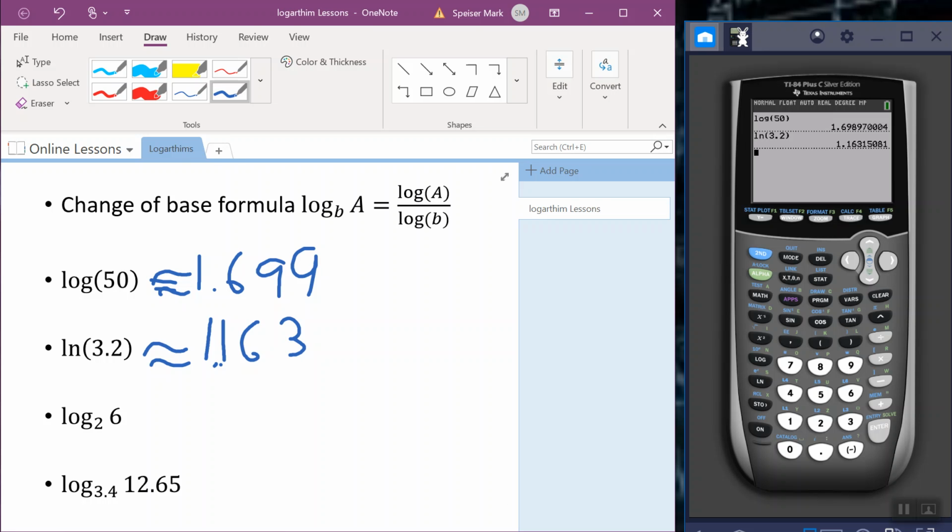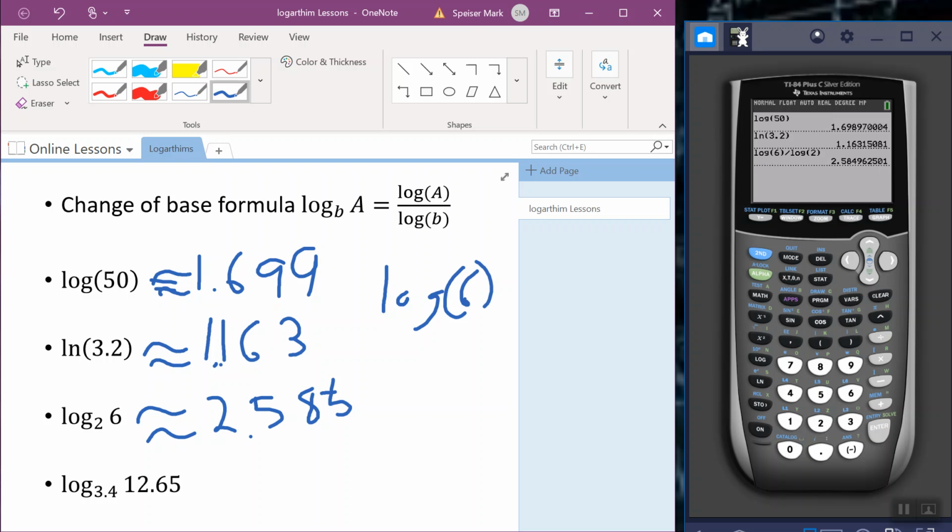Now, next one, log base 2 of 6. If you have an older calculator, you just type in log of 6 divided by log of 2. And you get 2.585. Approximately 2.585. And the way I typed it in is log of 6 divided by log of 2.